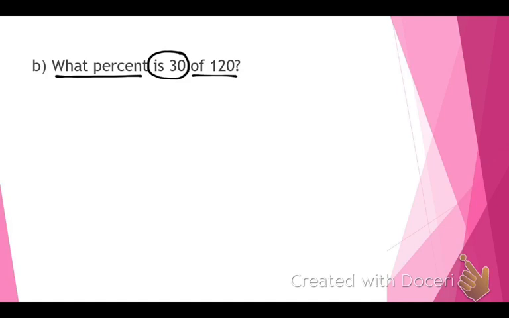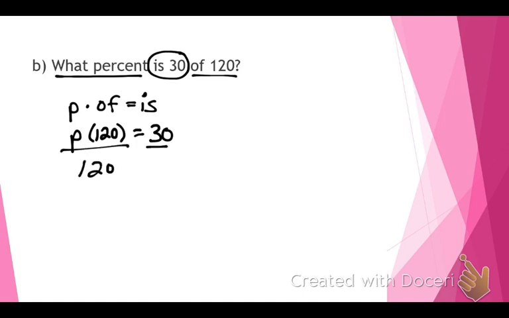Once again, please, if you are struggling to figure out your is, your of, or your P, do something like this. What's the percent equation? P times of equals is. All right, what's my percent? X, or I'm going to keep it as a P, so it reminds me to change it to a percent. What's my of? 120. What's my is? 30. The whole goal is to get your variable by itself. How do I do that? Divide by 120 on both sides.